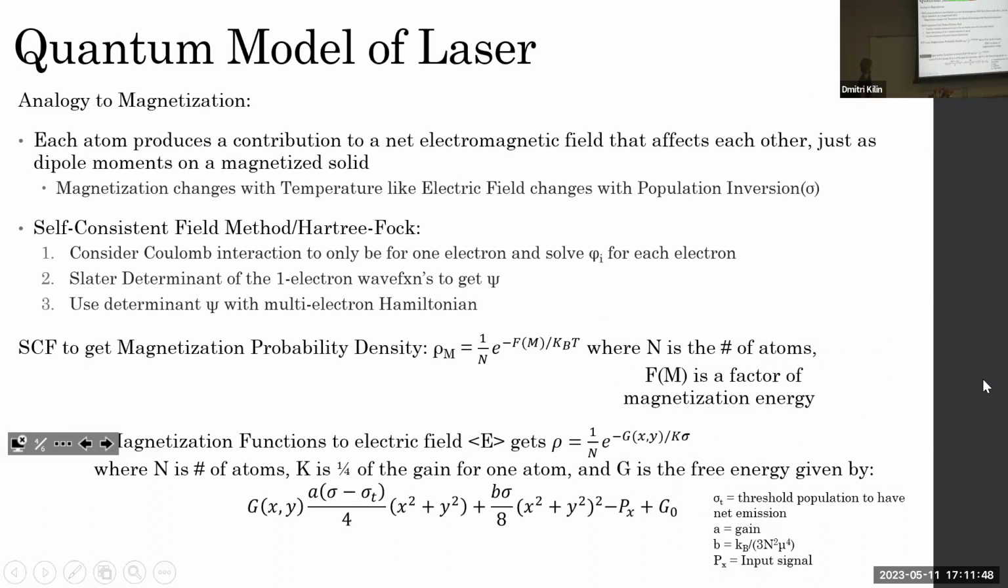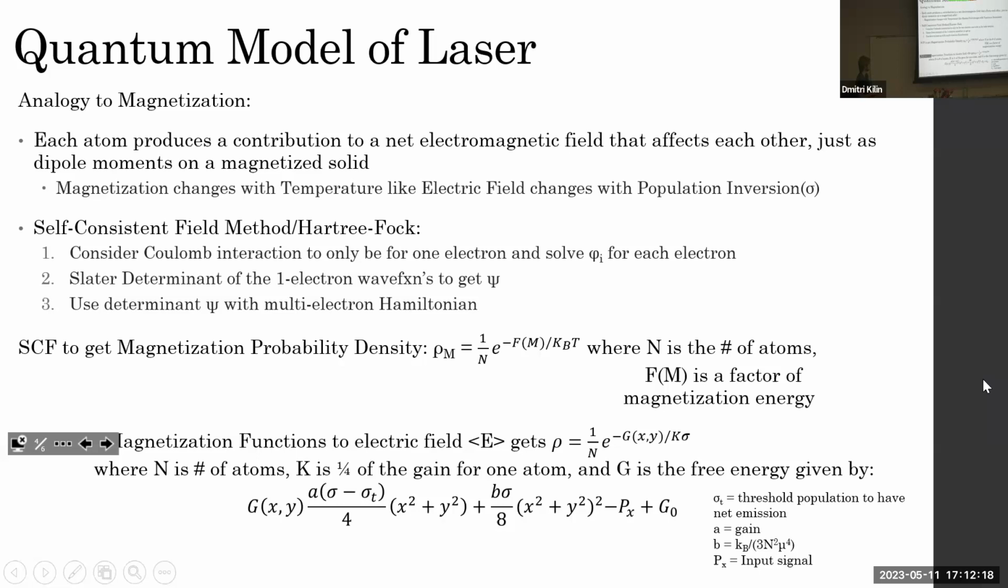So in our quantum model, as Stephen set me up for, we do the analogy to magnetization. As we talked about, in magnetization, we have a bunch of particles that all interact with each other based on their dipoles. And we have temperature, which is analogous to population inversion. Since each of these dipoles interacts and affects each other's dipoles, so they're all coupled, this is very similar to electric field and a laser.